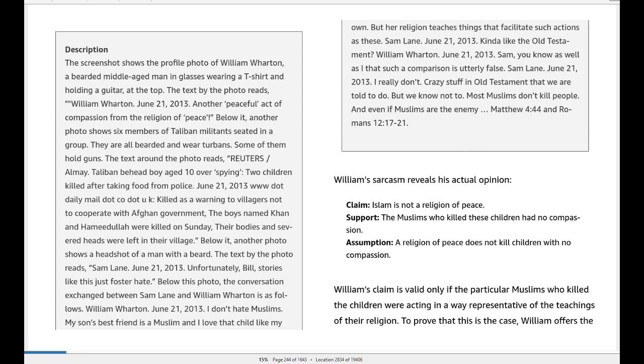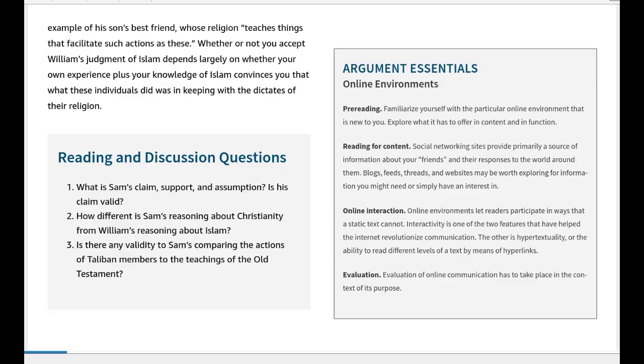To prove that this is the case, William offers the example of his son's best friend, whose religion teaches things that facilitate such actions as these. Whether or not you accept William's judgment of Islam depends largely on whether your own experience plus your knowledge of Islam convinces you that what these individuals did was in keeping with the dictates of their religion. You'll have a chance to answer the reading, writing, and discussion questions later on Canvas.